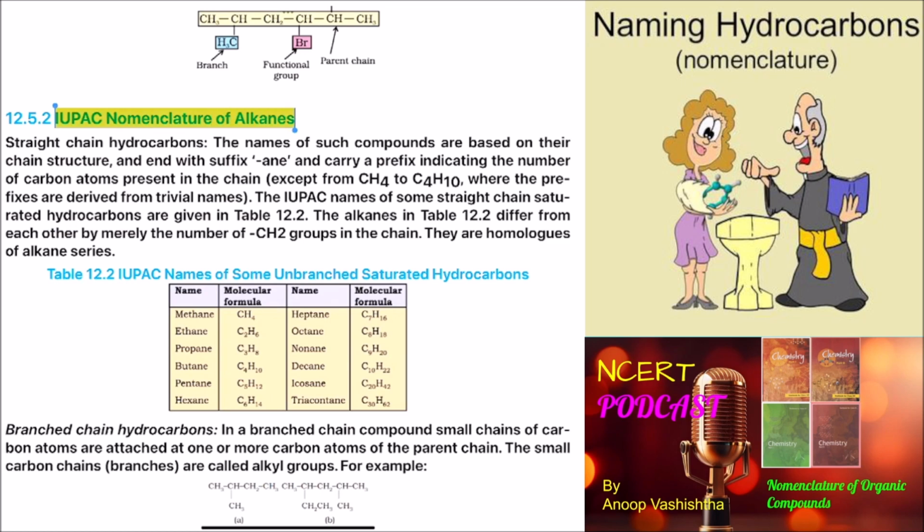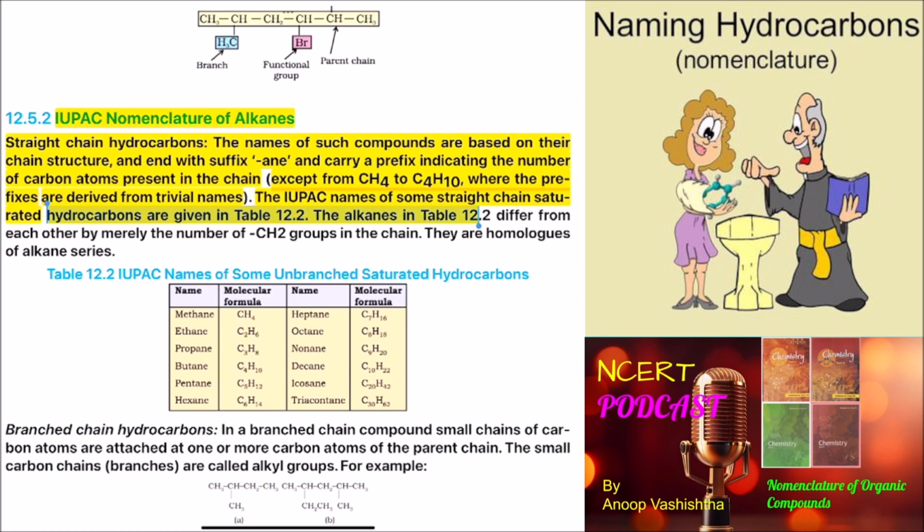IUPAC nomenclature of alkanes. Straight chain hydrocarbons. The names of such compounds are based on their chain structure and end with the suffix "ane" and carry a prefix indicating the number of carbon atoms present in the chain, except from CH4 to C4H10, where the prefixes are derived from trivial names. The IUPAC names of some straight chain saturated hydrocarbons are given in Table 12.2.